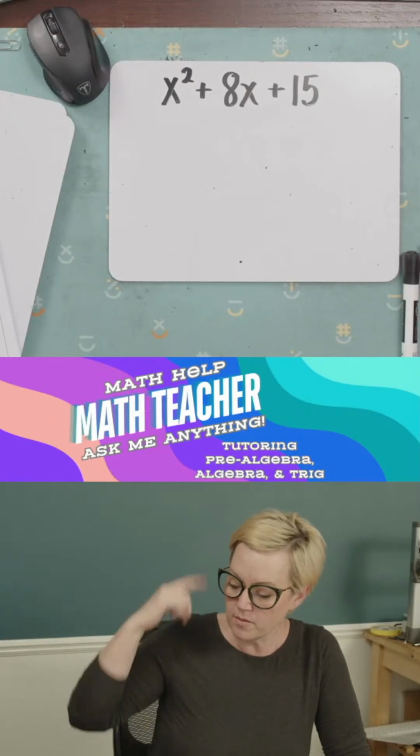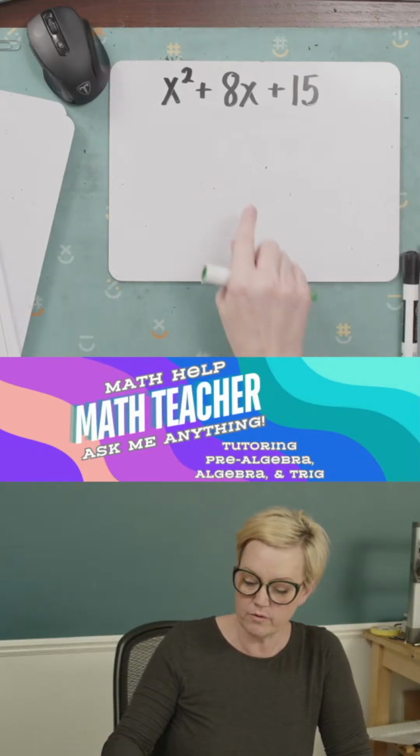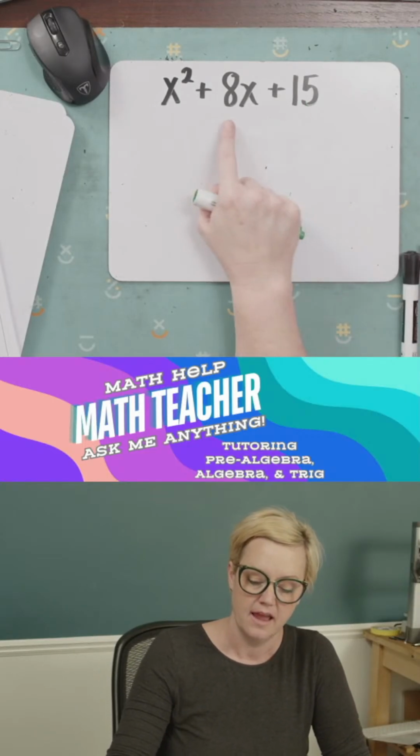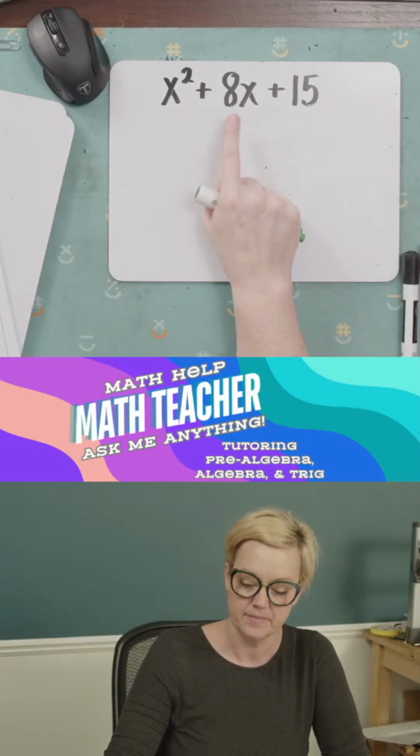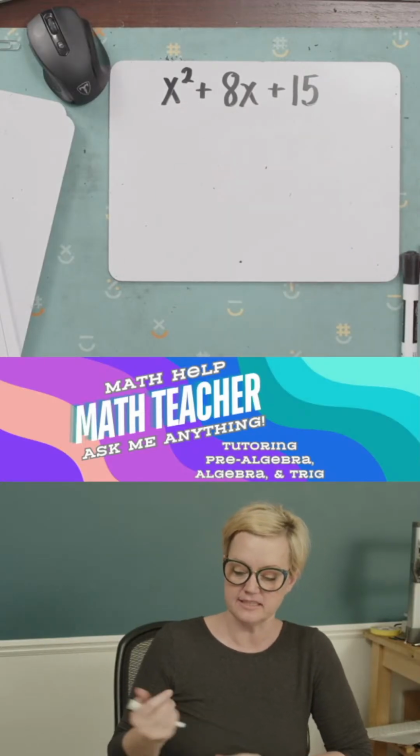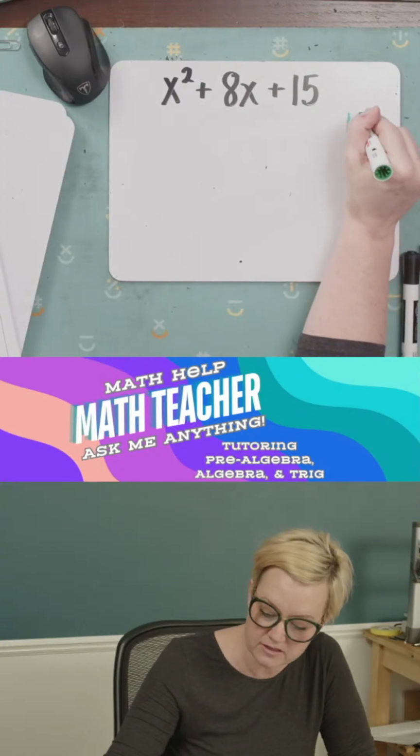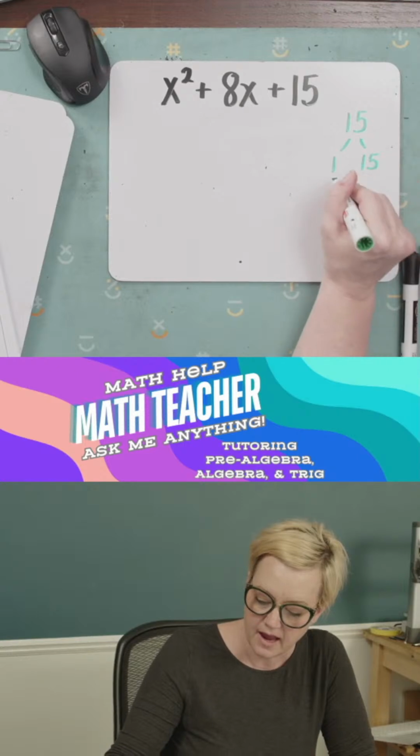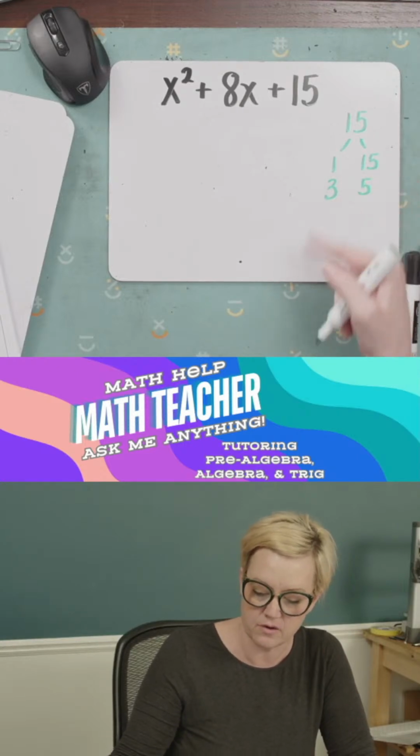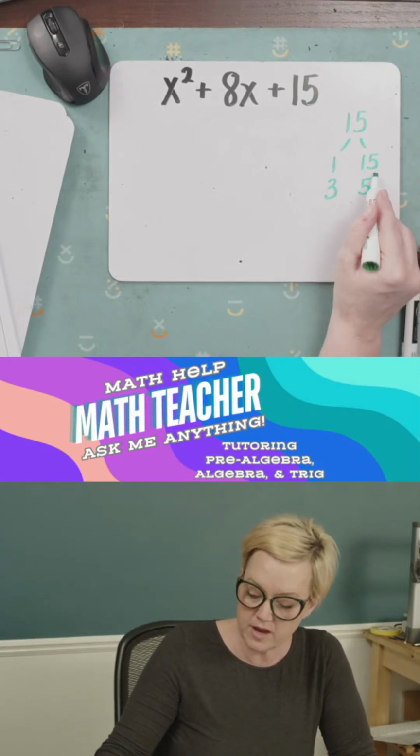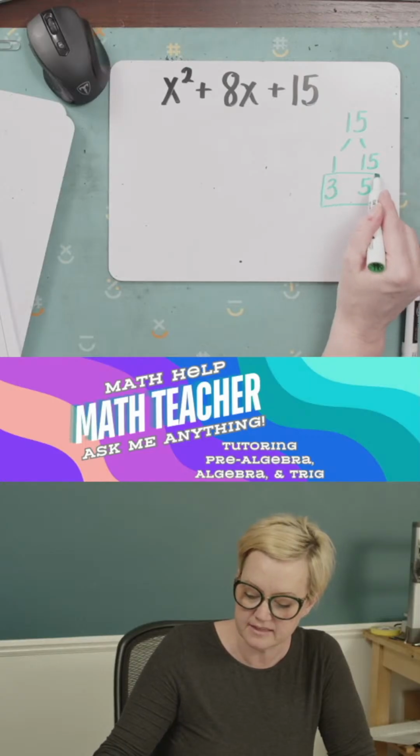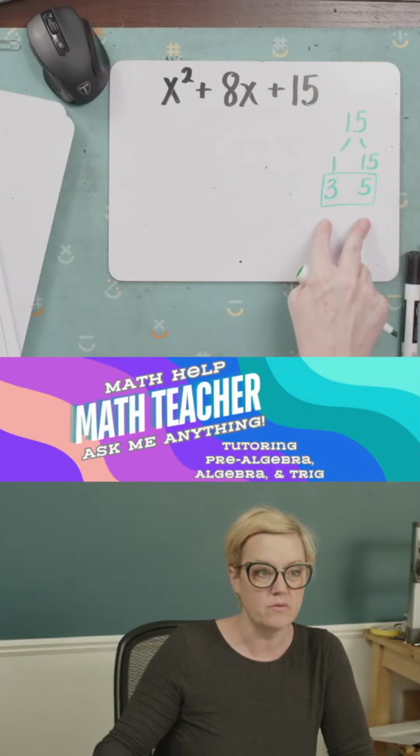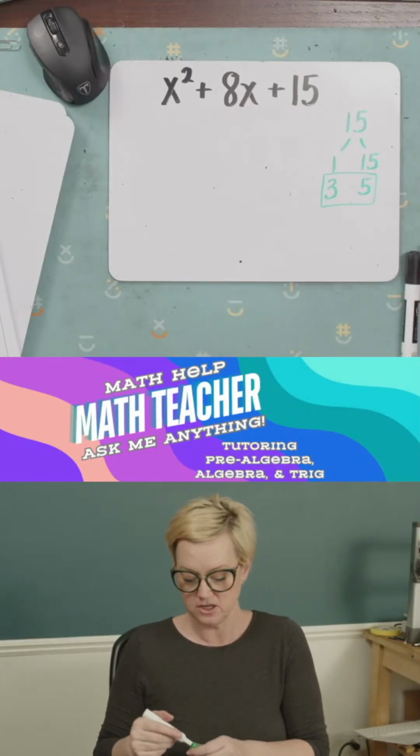Okay, so thinking back to what we did, when we're factoring this, we want to figure out what multiplies to 15 and adds to 8. So we think about what the factors of 15 are. Well, we've got 1 and 15, and then we have 3 and 5, and then it would start over, right? So 3 times 5 gives us 15, and 3 plus 5 gives me 8.